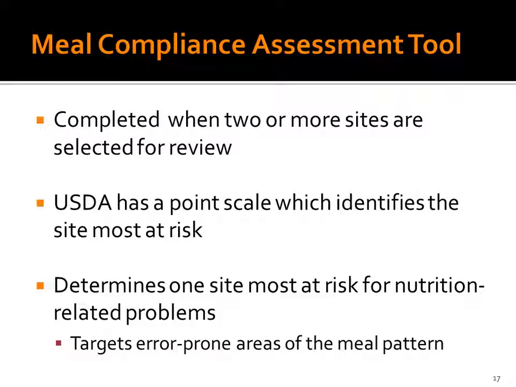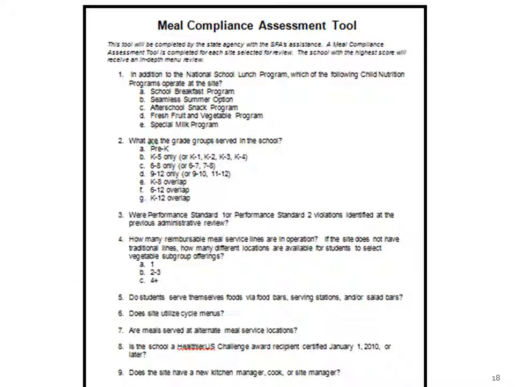Just because a site has been identified as high risk does not really mean there are problems. It just means that their possibility for problems may be greater. This is because the more that is happening in the school food service, the more chance errors may occur. On the slide is a snapshot of the handout on our website. Your reviewer may work with you prior to the scheduled on-site review to complete these sections.